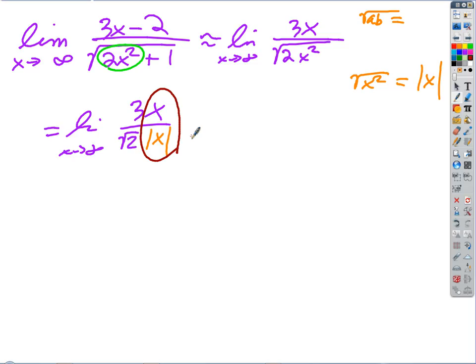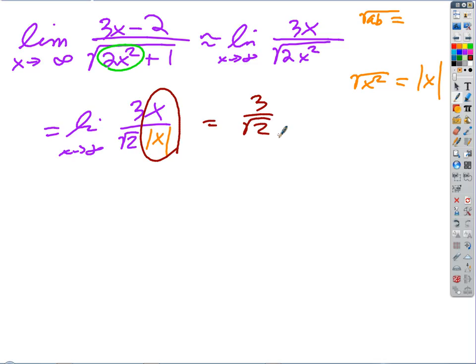So what does this thing look like then? Well, it's got two different asymptotes, doesn't it? If we take the limit at positive infinity, then that's just going to be 1, isn't it? Because x is positive there, and so we end up with infinity over infinity. I mean, x over x, really. But that's 1, and so we just get the answer 3 over the square root of 2, right?